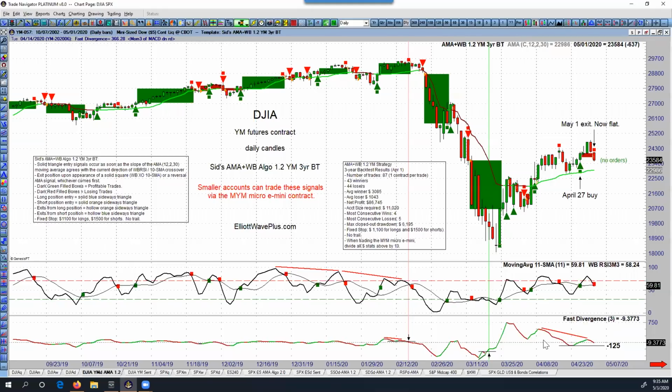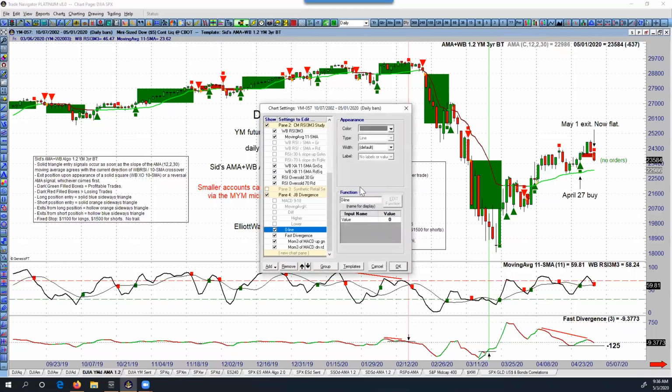And I'm going to point out another thing about this fast divergence indicator, which I show for premium plan members on every algo signal chart with my proprietary AMA plus WB algo. And that is, divergence is a more powerful signal if it crosses over the zero line. If it crosses over the zero line, and I'm going to try to make this zero line a little more prominent.